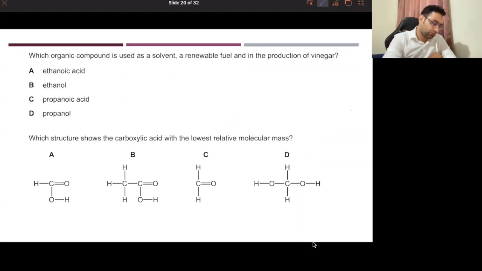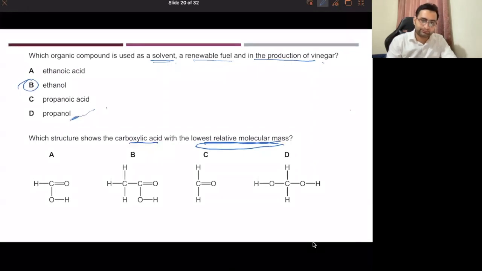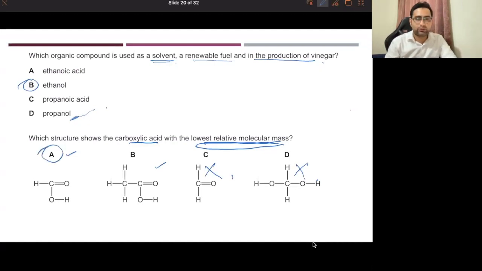Now try to answer these questions. As a solvent, we use alcohol, renewable fuel, and production of vinegar. So we use ethanol as fuel. As a solvent, propanol cannot be used as a fuel. Which structure shows the carboxylic acid with the lowest relative molecular mass? The one which has the smallest number of carbon atoms. D is not an acid, C is not an acid, and B is an acid, A is also an acid, but A has a lesser molecular mass.